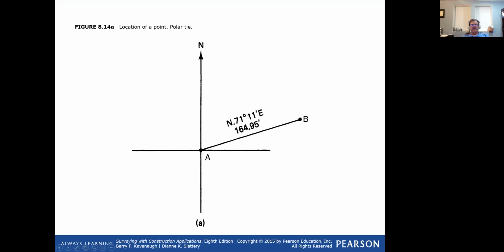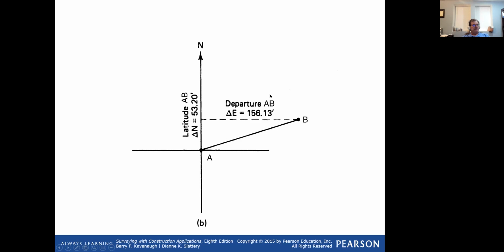This right here is called a polar tie. The significance of the polar tie is that it explains a bearing and a distance, right here. We start at some origin. We go northeast, 71 degrees and 11 minutes, for a distance. We end up at B. But the next thing we're going to look at is another way to get here utilizing coordinates.